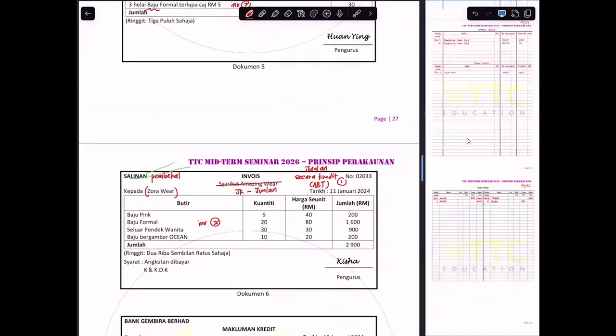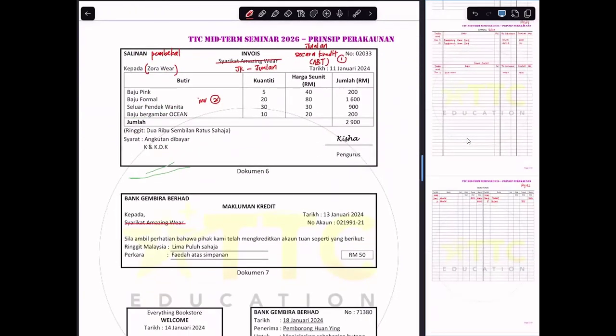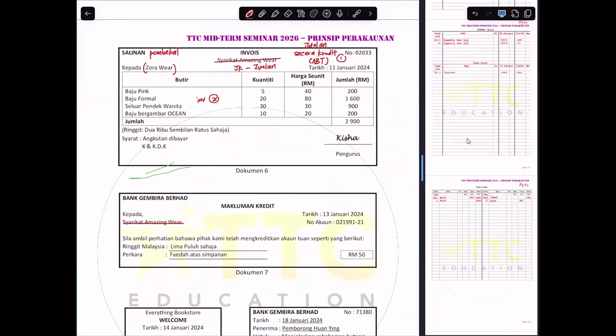Okay, then next document, makluman debit, makluman credit, add or minus. Makluman credit is for add or minus? Because makluman, who is the one to prepare makluman? Who is it? Yes, because they stated bank already. Of course, bank is the one to prepare it, and some more, makluman means informed.